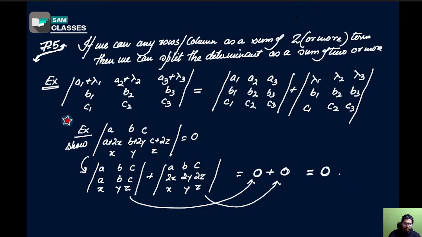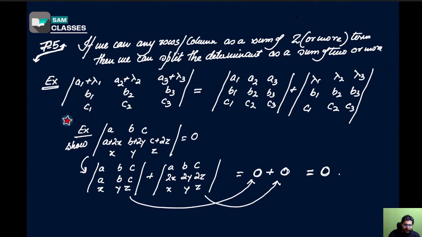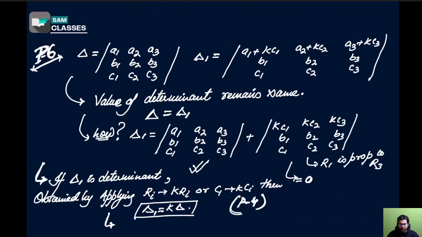Now, it is not only for the first row, it can be for any of the rows or any of the columns. If they are written as a sum of two elements, we can easily split it up. Clear? And the value of the determinant even after splitting remains the same.